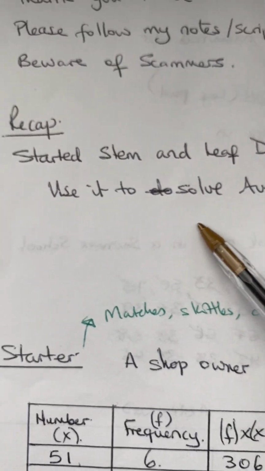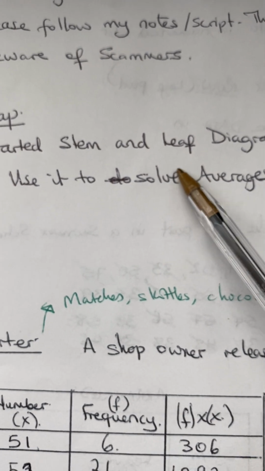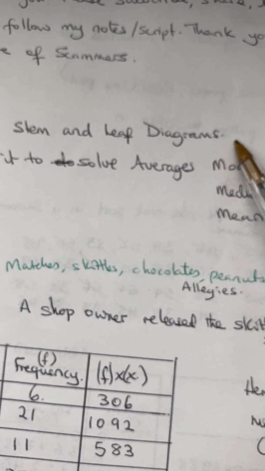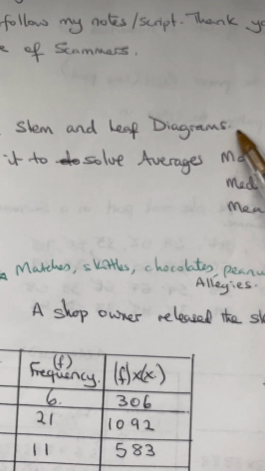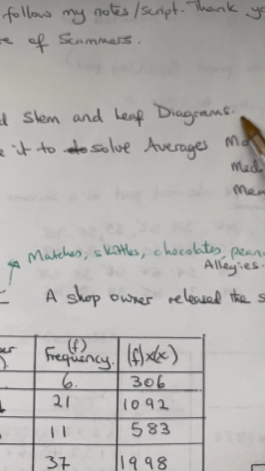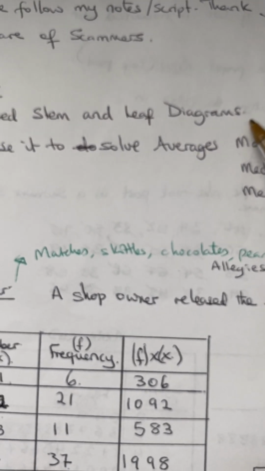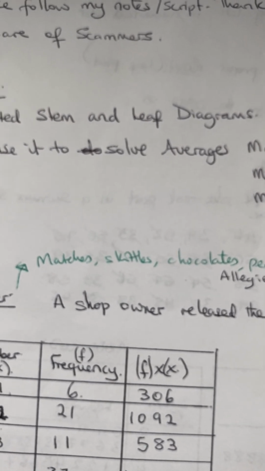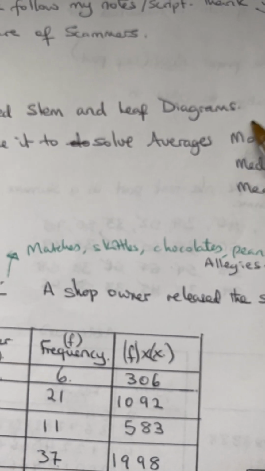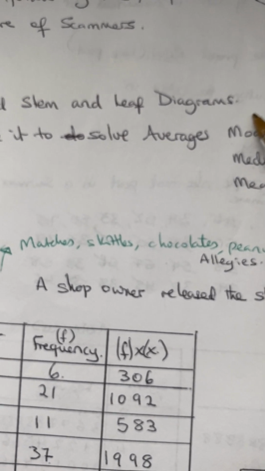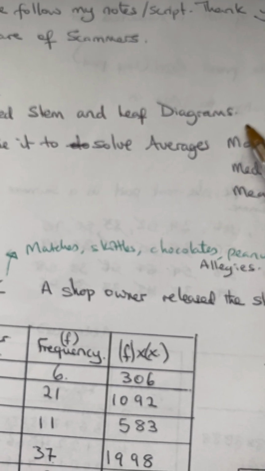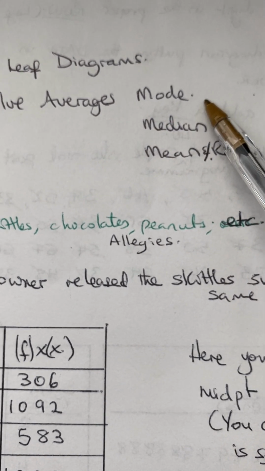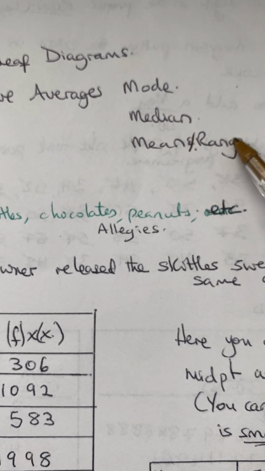I'll recap. Last lesson, we looked at how to do stem and leaf diagrams. We had 40 patients who visited an A&E on a particular day in a time slot. We're not told the time slot, but there were 40 patients, and we had the measurement of their height, and we used it to find the mode, median, mean, and range.